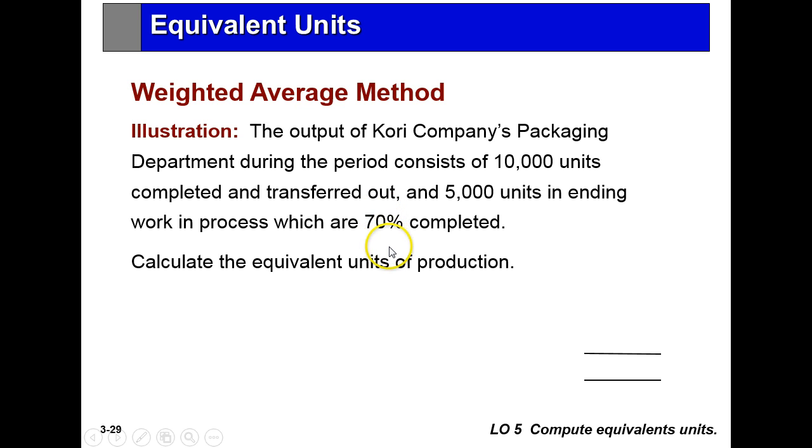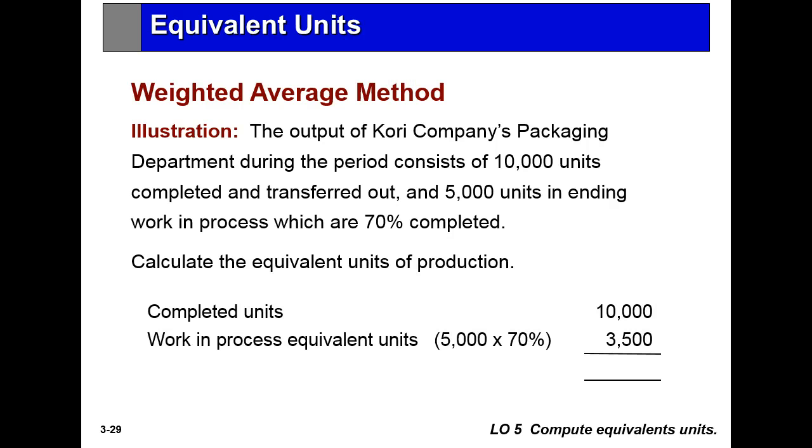The output of Corey's company packaging department during the period consists of 10,000 units completed and transferred out, and 5,000 units in ending work in process that are only 70% complete. How are we going to calculate these equivalent units? So 10,000 units got completed, but 5,000 units are 70% complete, so we're going to calculate 3,500 there, which means our weighted average method would be 13,500 completed units. Make sense?